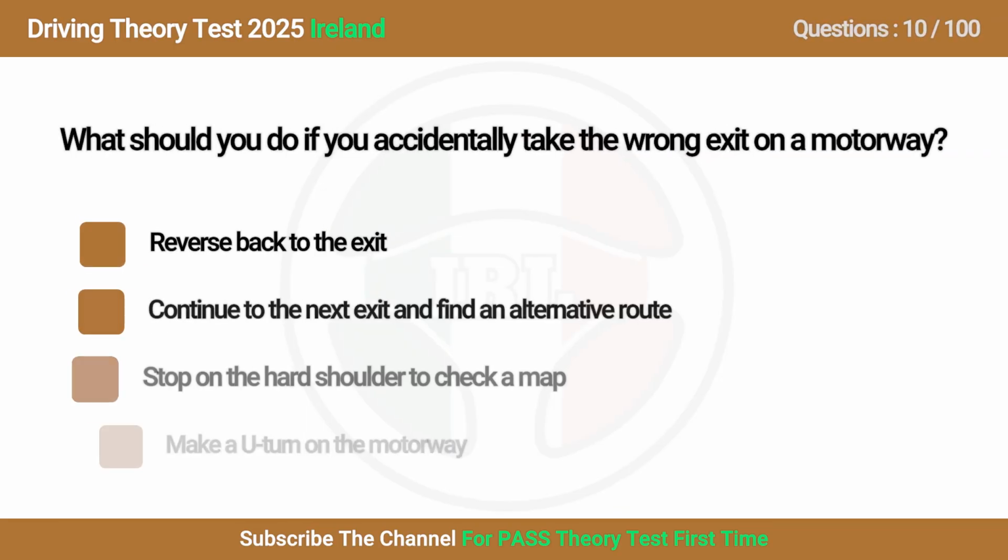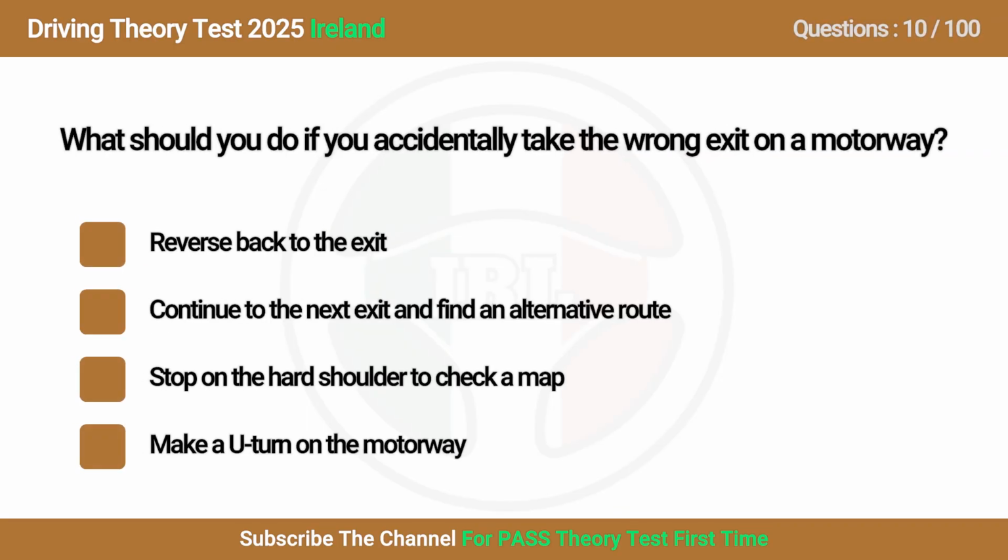Question 10. What should you do if you accidentally take the wrong exit on a motorway? A. Reverse back to the exit. B. Continue to the next exit and find an alternative route. C. Stop on the hard shoulder to check a map. D. Make a U-turn on the motorway.